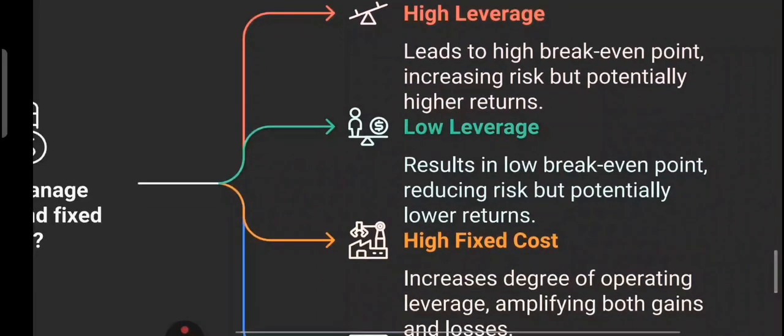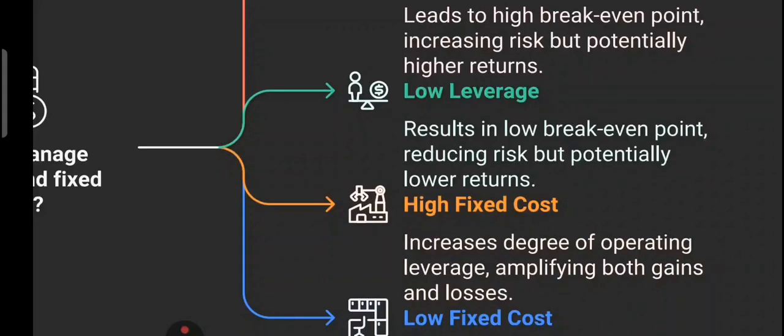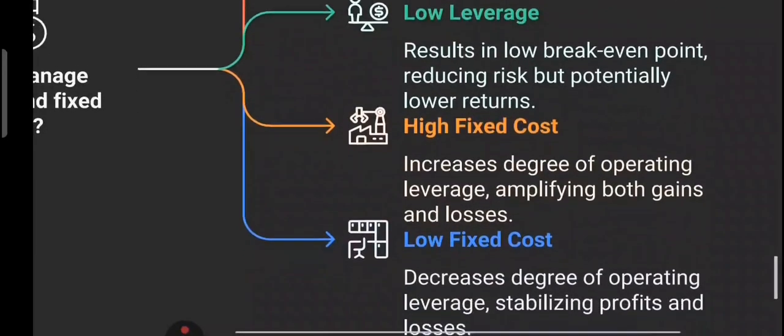Then we have low leverage. Low leverage means you are playing it safer with few financial obligations. It lowers your break-even point and reduces the risk, but your return may also stay modest, ideal for a steady and stable growth. Then we have high fixed cost.